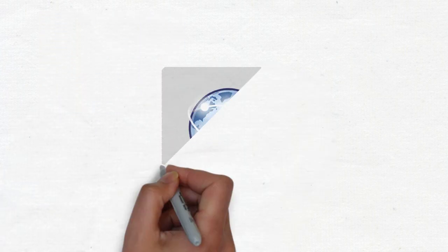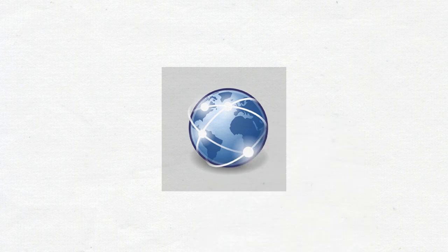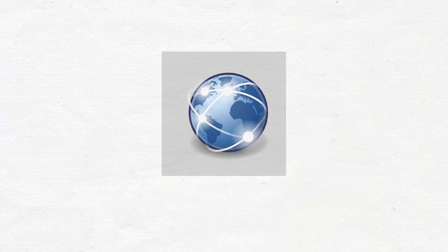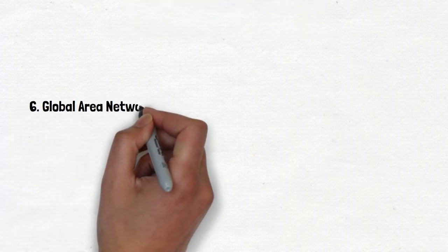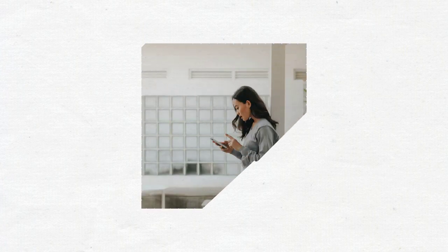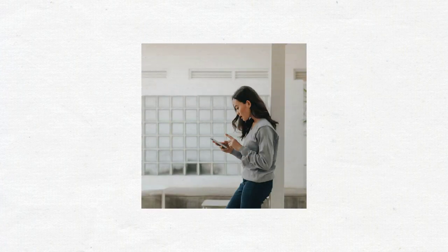It's a type of communication network which is not confined to any geographical location. It spans across the city, country, and even intercontinental distances. Number six is the Global Area Network, or GAN. It's a type of network used for supporting mobile users across several wireless local networks and even satellite coverage areas, etc.